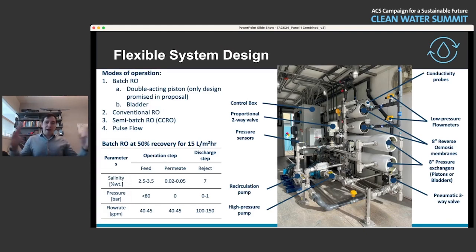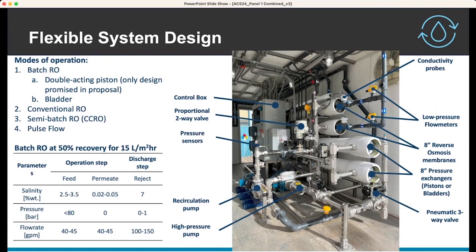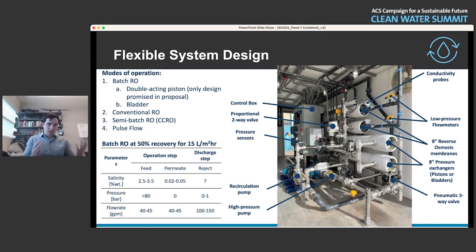And so we're working to create a test bed where we compare the best reverse osmosis systems. This system that we're building in collaboration with Colorado School of Mines is going to be able to do batch reverse osmosis with a double acting piston, a bladder designed for batch RO, conventional RO, semi-batch RO or closed circuit desalination, and post-flow RO. And so hopefully with system innovations, we can dramatically increase the energy efficiency of these systems and modify these to treat higher salinity situations that today are only done with thermal processes. Thanks very much.